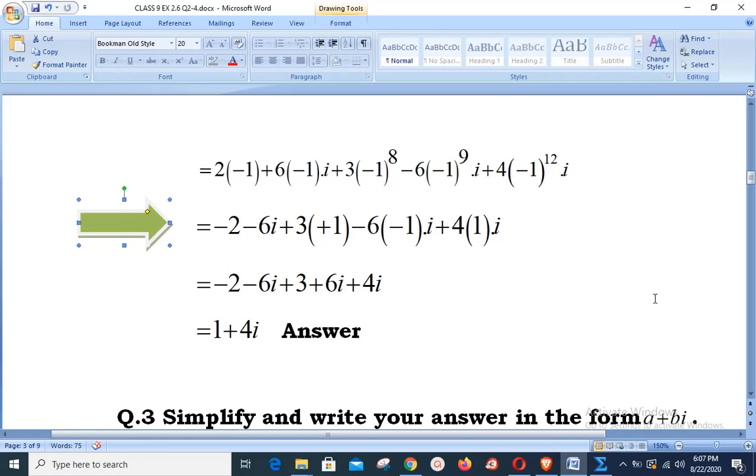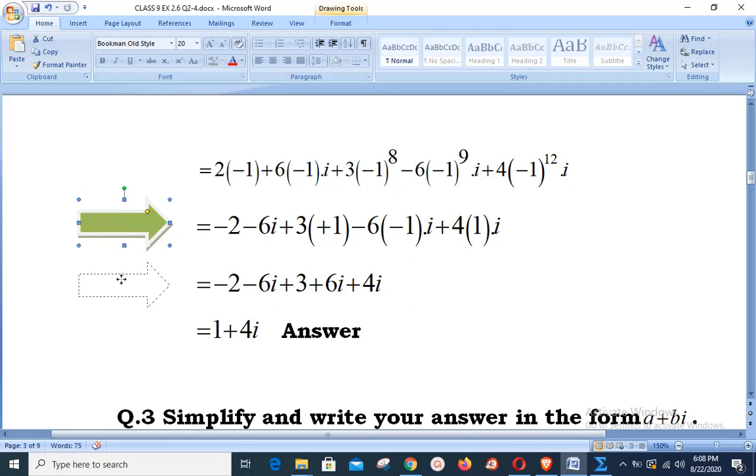You must be knowing that minus with an even exponent results in a positive sign, whereas minus having an odd exponent results in a negative sign. That's why we have minus 6 into minus 1 into iota, whereas again minus with even exponent 12 results in plus 1, so 4 into 1 into iota.